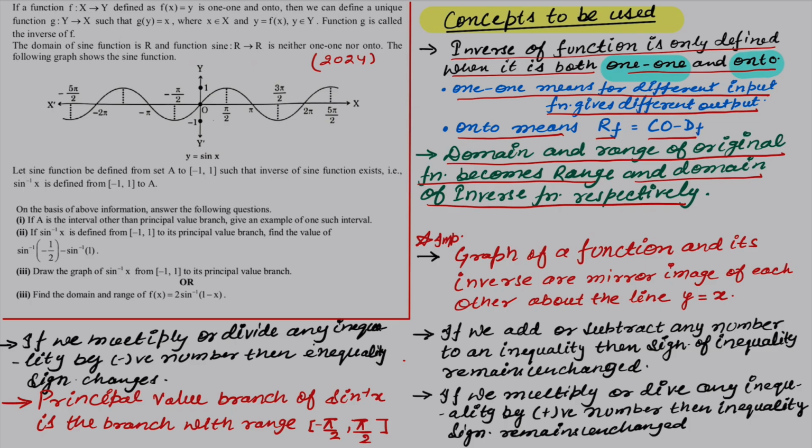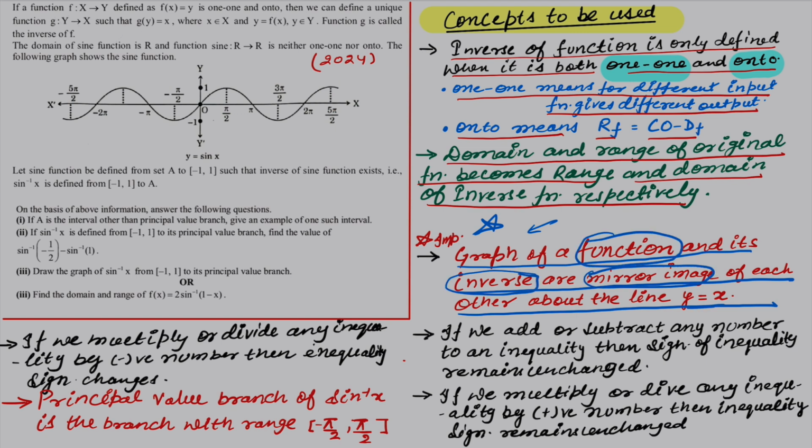Clear? Next is, this is very important: the graph of a function and its inverse are mirror images of each other about the line y equals x. This concept is very important as it will help you to draw inverse trigonometric function graphs easily if you know the graph of trigonometric functions. This concept we will use in the third part of the case study question.